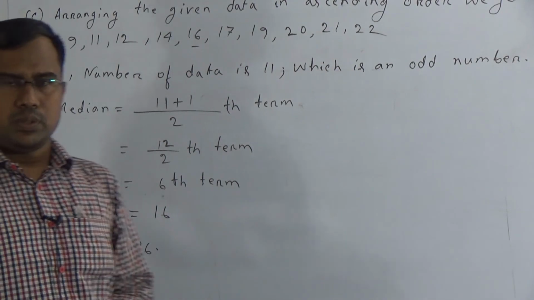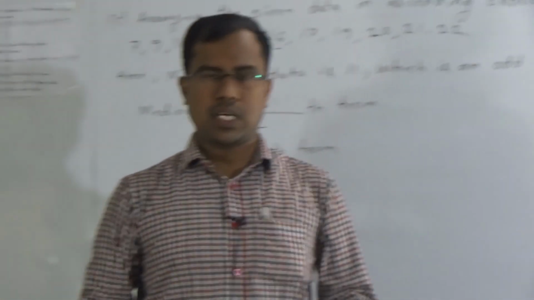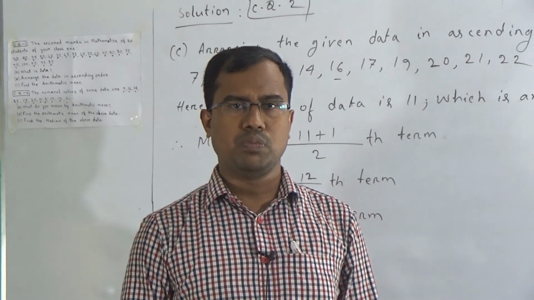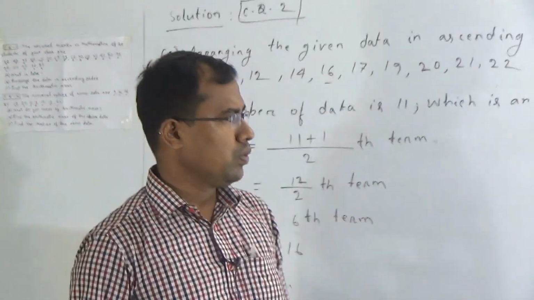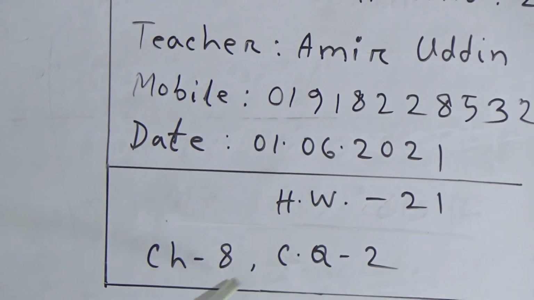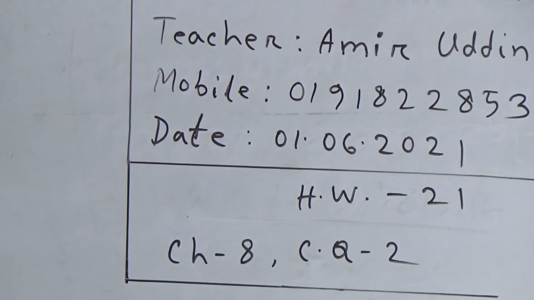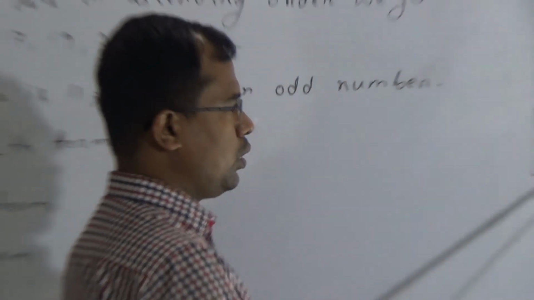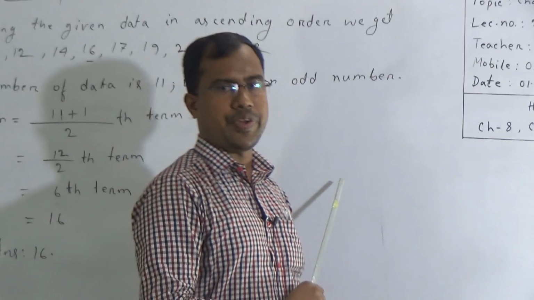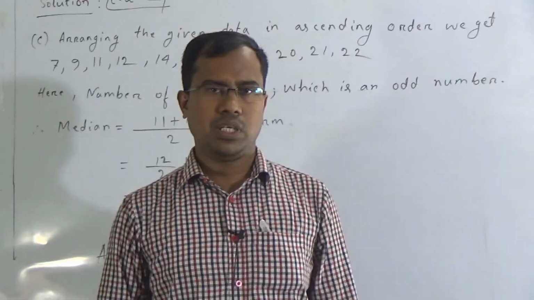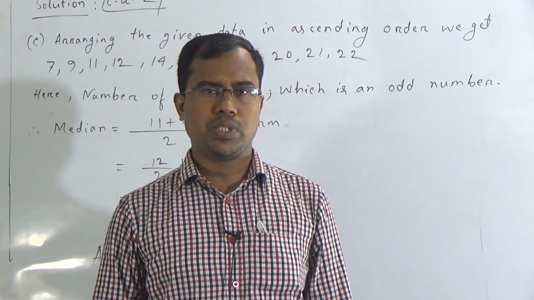Dear students, we have finished our today's class. I hope you have understood today's class. Practice more and more at home. Now I am giving you SWO. Our today's SWO number is 21 number SWO, and the topic of SWO is chapter 8 CQ2. You have to do it in your SWO copy. I think you will be able to do your SWO properly. So do your SWO and submit on next Saturday.